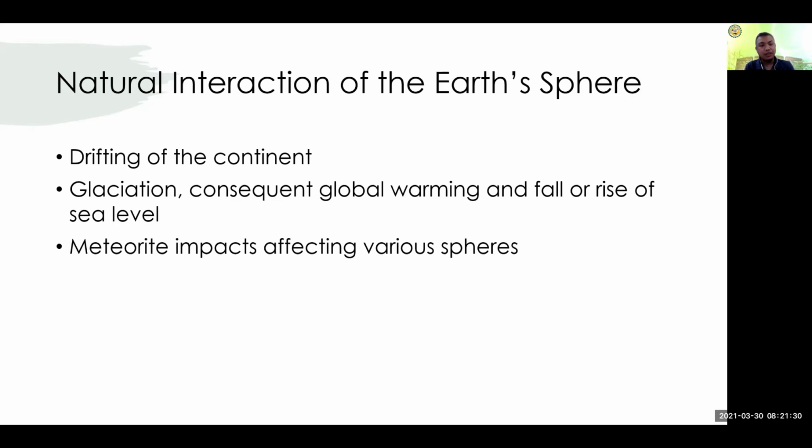Another scenario here is the glaciation or the consequent global warming and fall or rise of the sea level. The last scenario is the meteorite impacts affecting various spheres. If we look into the history of the Earth, the meteorite impacts actually affected, in particular, the biosphere. It led to the mass extinction of various species.